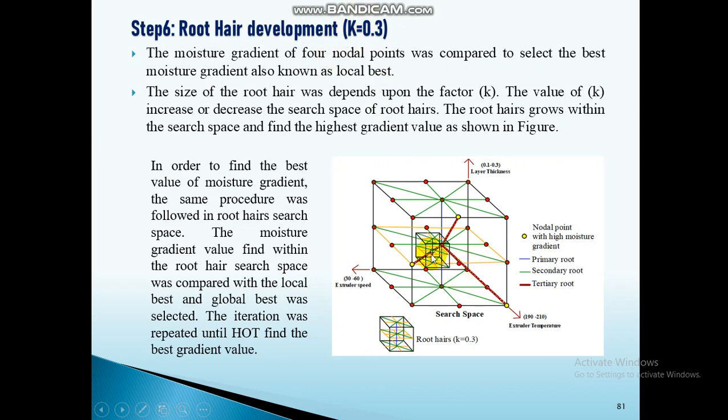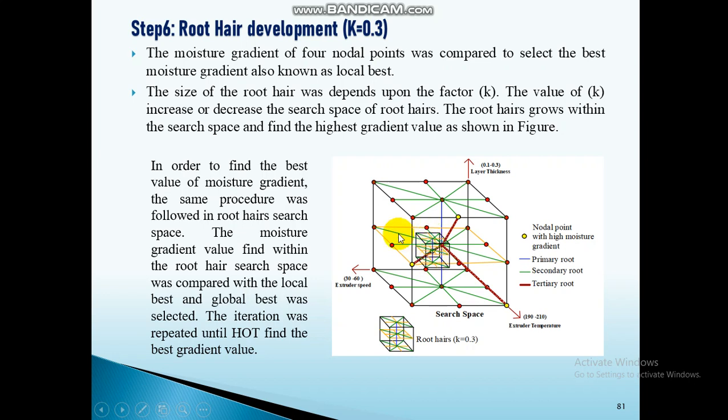So this 0.3 indicates the size of the root hair. If I increase the 0.3 to 0.8, the root hair will grow like this. If we want an accurate solution, we can reduce this root hair factor to 0.01 itself too. Again, the same concept is repeatedly happening here in this small search box.